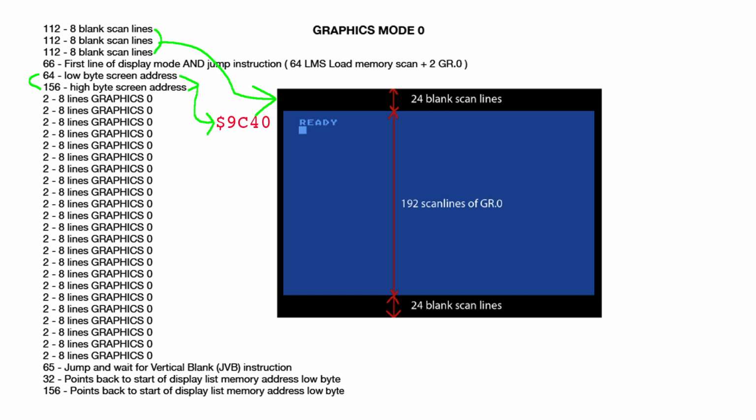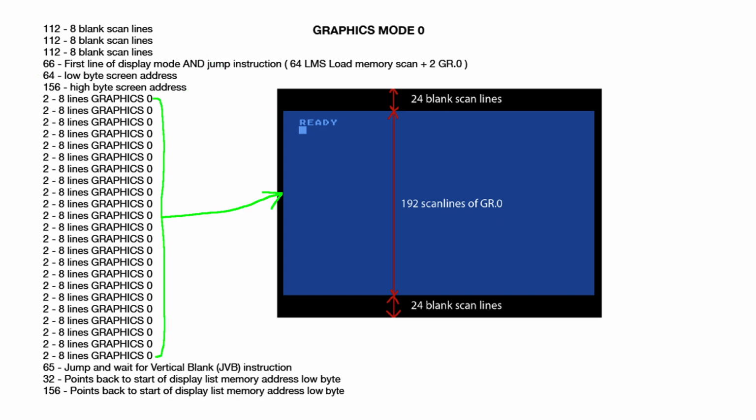Let me explain to you what I mean by the load memory scan. As we can see here, the fourth byte is the first line of the display mode, and it's a jump address to actually where the data starts in memory for displaying Graphics Mode 0. So 66 is comprised of our 64 LMS command plus a 2, which is Graphics Mode 0. This is the first place in the display list where it's told the first line of our display and where to find it. The next 2 bytes represent the low byte screen address and the high byte screen address in memory of where that data is going to come from.